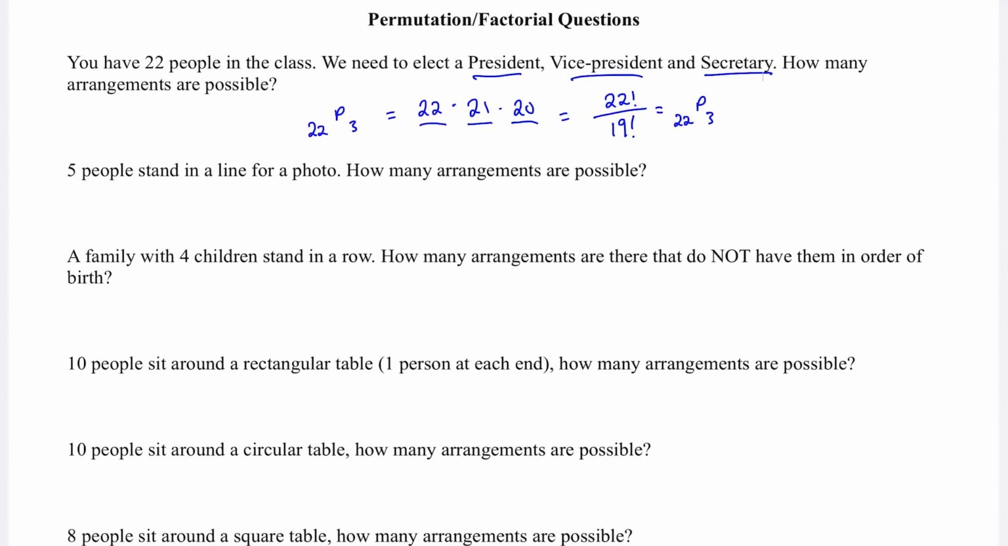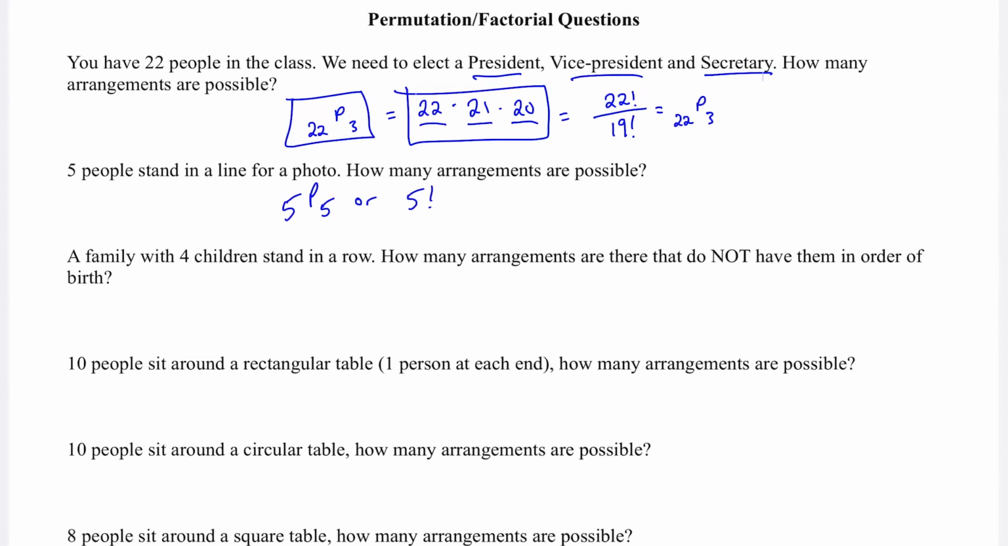So these two ideas are consistent whether we draw this way or we state it this way. These are both good answers. Okay, 5 people stand in line for a photo. How many arrangements are possible? Let's go with 5, and we're choosing all 5 of them, so it would be 5P5. Or we could simply say, hey, that's 5 factorial.